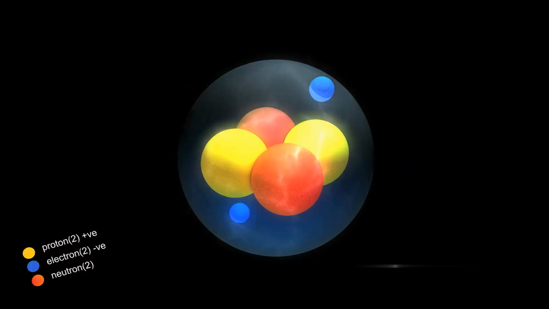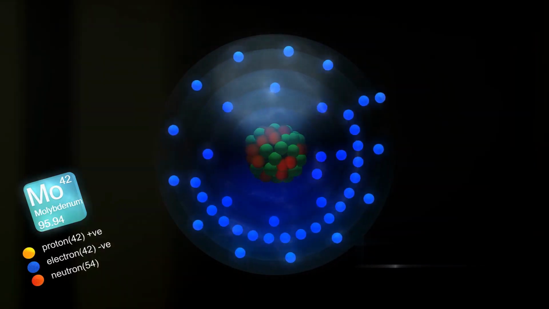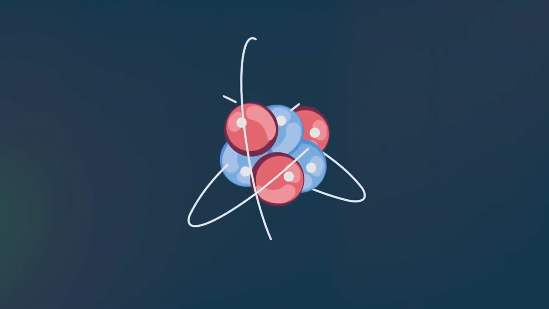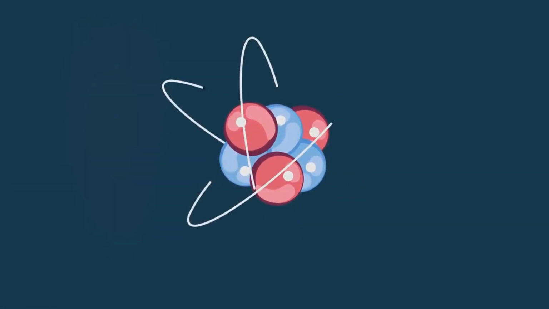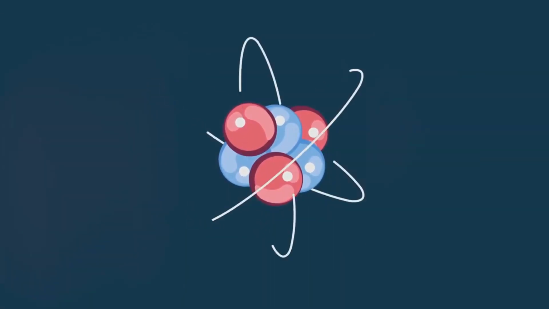The nucleus itself is made up of even smaller particles called protons and neutrons. Protons and neutrons are collectively known as nucleons, and they are held together by a powerful force called the strong nuclear force, which is one of the fundamental forces of nature. Protons carry a positive electrical charge, while neutrons carry no charge at all. This positive charge of protons is balanced by the negative charge of electrons, ensuring that the atom as a whole is electrically neutral. Electrons, on the other hand, carry a negative charge.